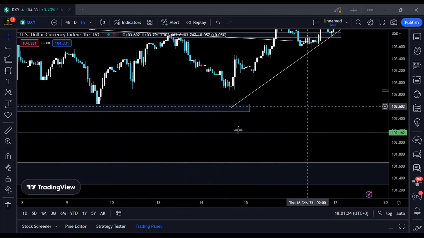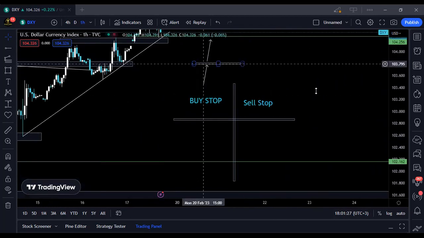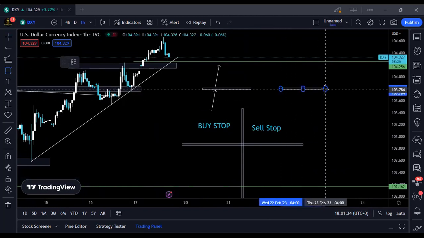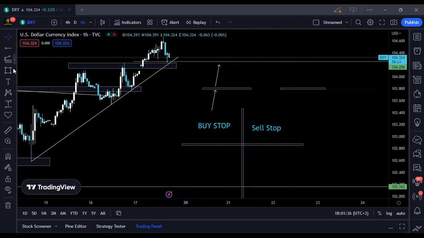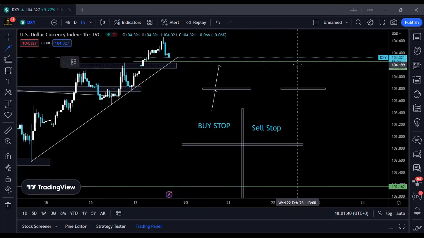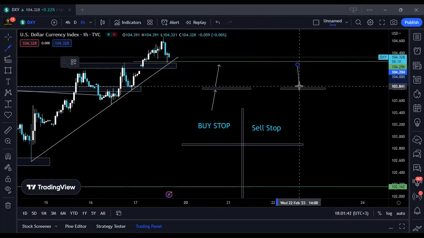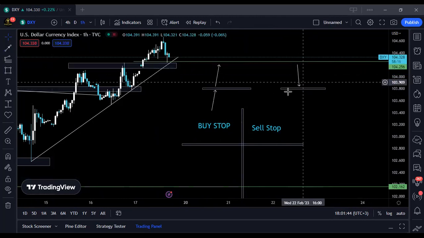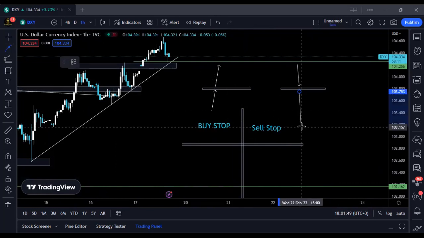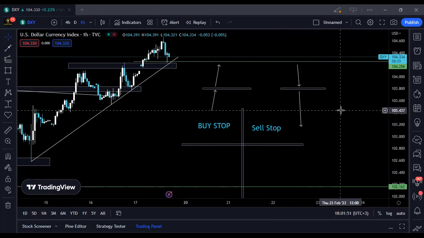So with a sell stop, it's basically the opposite of a buy stop, where prices have to be above where you think or where you want to place your sell stop. And once prices reach there, your order can be triggered and you can ride the wave with it. So that's a sell stop.